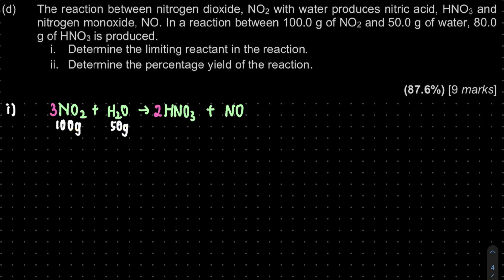Okay, so first what we're going to find out is the mole of NO2 and the mole of H2O. How are we going to find out the number of mole? Remember, number of mole is equal to mass divided by molar mass. So the number of mole is 100 divided by the molar mass. How do we find it out? We're going to find it from our list of constants.